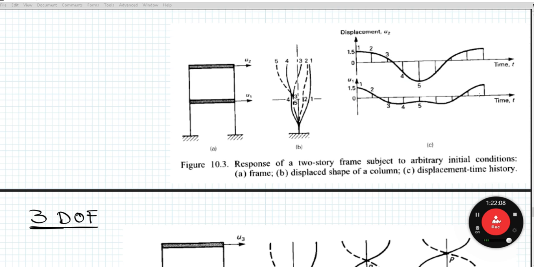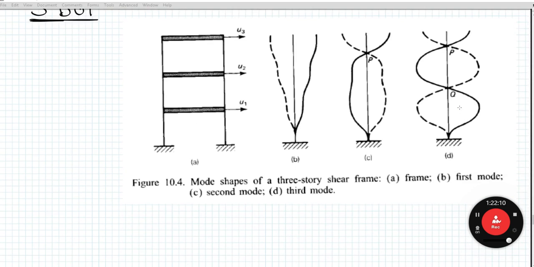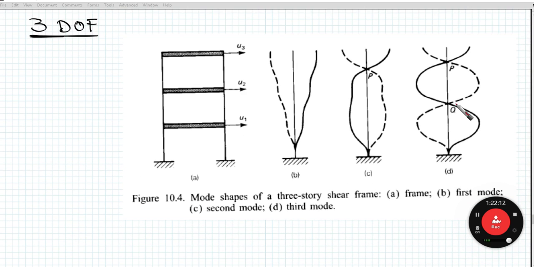The next one, and maybe the last one, is the three-degree-of-freedom system, just to let you see the meaning of this. If we have three degrees of freedom, the same story that we mentioned before applies here. These are the mode shapes of a 3-story shear frame. This is the frame itself. This is the first mode. In the first mode, all masses are going in the same direction. So here, this is the mass, and they are going in the same direction.